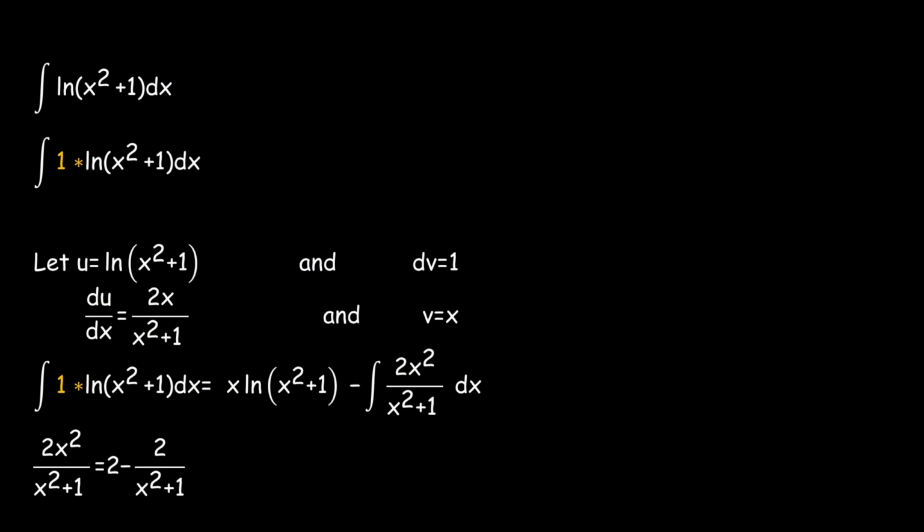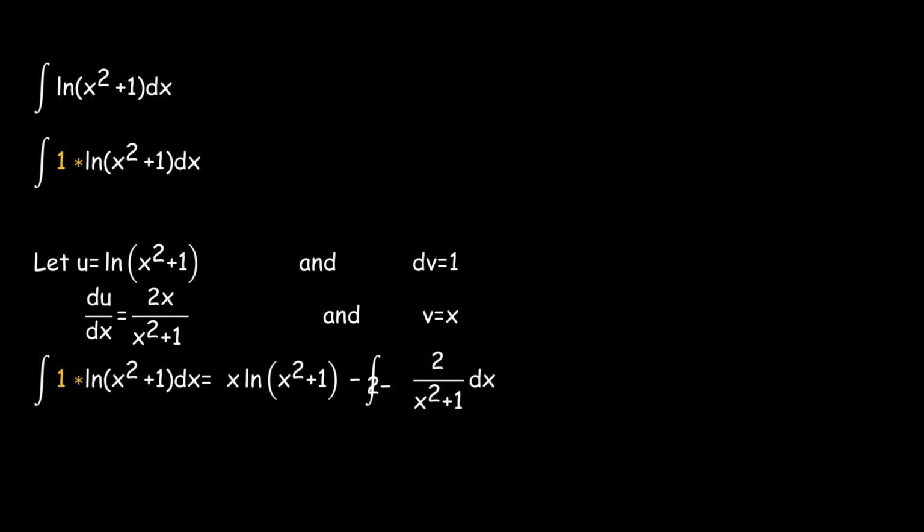Okay, now we're forced to integrate this. We're going to have 2x minus 2 tan inverse of x, and our final answer will be x ln of x squared plus 1 minus 2x plus 2 tan inverse of x plus the c.